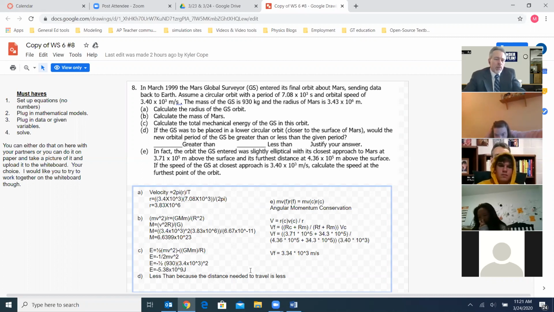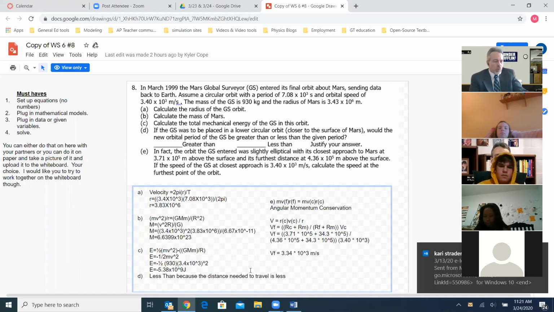For that one, I think we've talked about this problem already, and this would be less than. And they said because the distance needed to travel is less. I added to that a little bit more for my explanation. I said that since the radius goes down, the speed goes up. And since the distance goes down, like they said here, the time must go down as well.